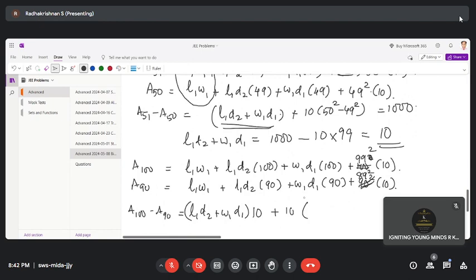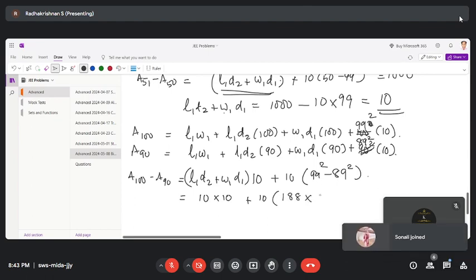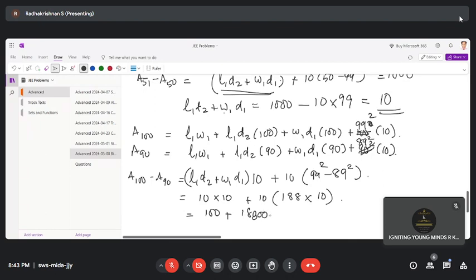into 10, 100 minus 90 plus 10 into 99 square minus 89 square. That means now we got L1 D2 plus W1 D1 as 10. So now this is 10 into 10 plus 10 into 99 plus 89, which is 188. Into 10. That means 100 plus 188, double 0. So 18900. Okay. I think you all got the same answer.